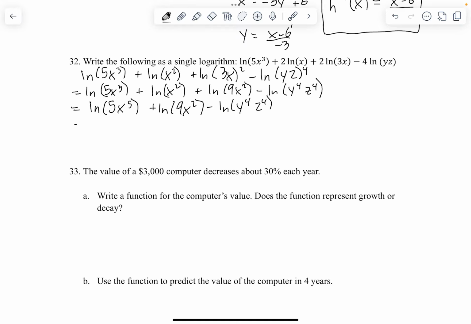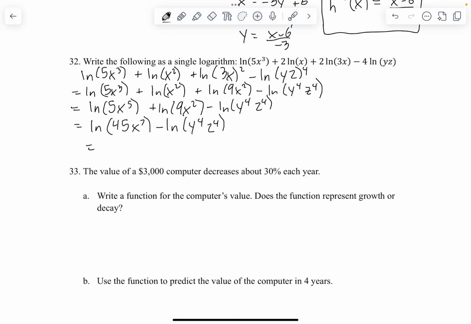Now I'll take the next two, this logarithm, and combine those together. Again, because we're adding, that means we multiply. So 5 times 9 is 45. x to the 5th times x squared is x to the 7th, minus ln y to the 4th z to the 4th.